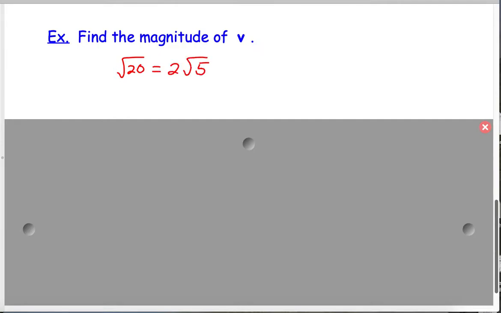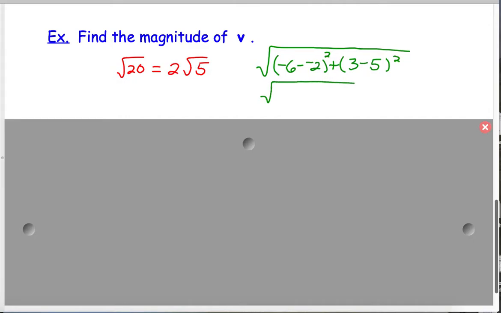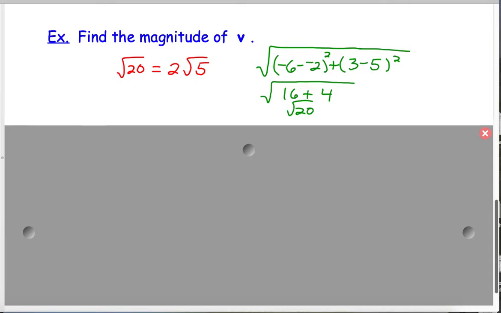Now if you had used the distance formula, you would have gotten the same answer. So the difference of the x's, what did we have? We had a negative 6 and a negative 2, right? So negative 6 minus negative 2 squared plus, and then the difference of the y's, 3 minus 5 squared. And then we take the square root of that. And so then that's going to give us the square root of negative 4 squared, which is 16, and negative 2 squared is 4, and there's your square root of 20. So whatever way you want to do it is fine.